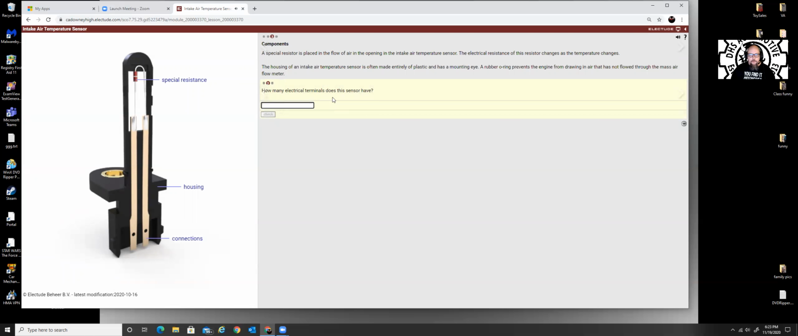How many electrical terminals does this sensor have? 1, 2. You see them right there. Click. The following parts of the intake temperature sensor, mark them out. So you have your connections here, you got your special resistor right here, and you've got your housing right there. Click.